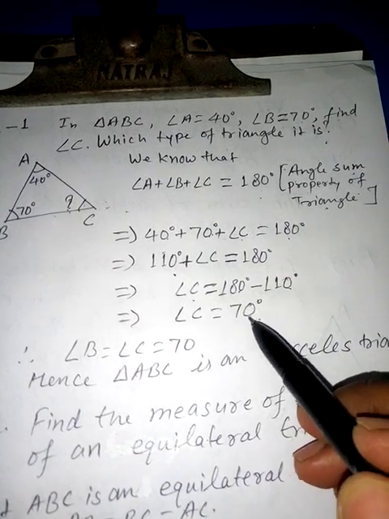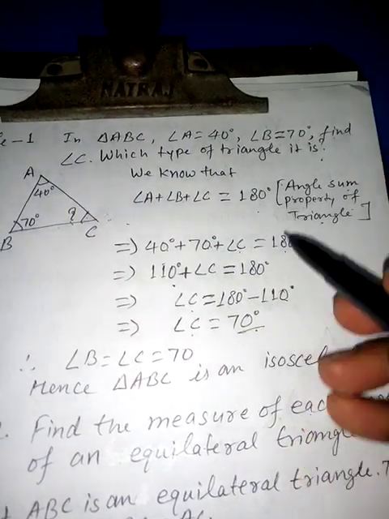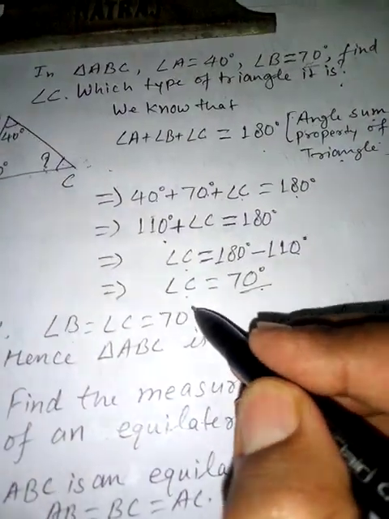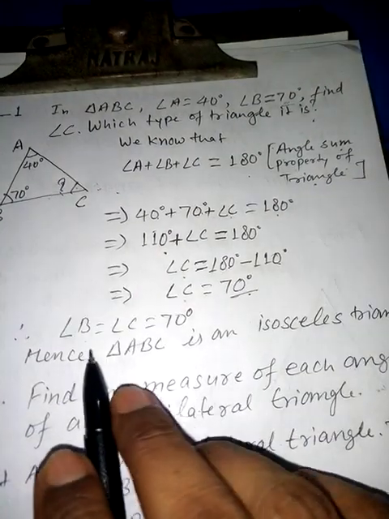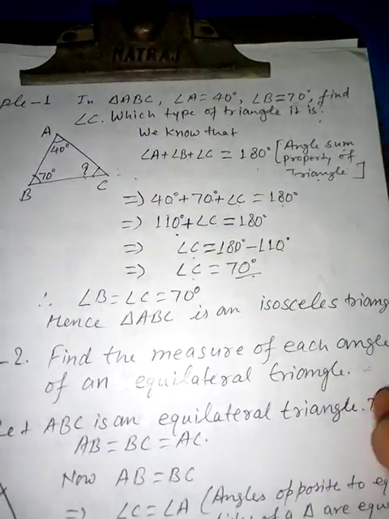And you can see angle C is 70 degree, angle B is already 70 degree, so B equal to C equal to 70 degree, and hence the triangle ABC is an isosceles triangle.